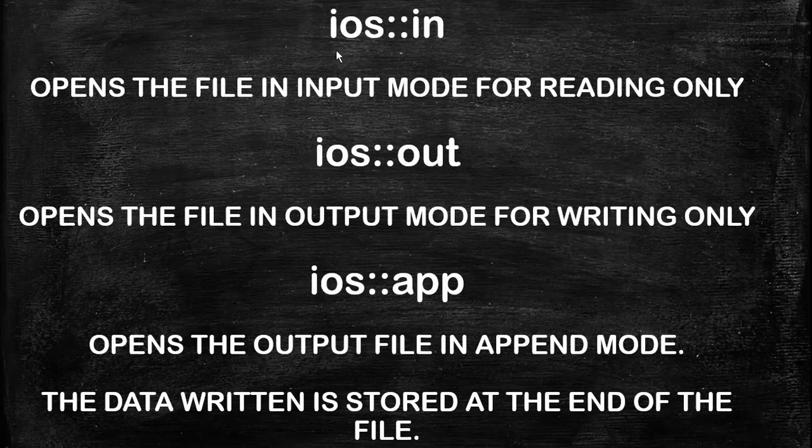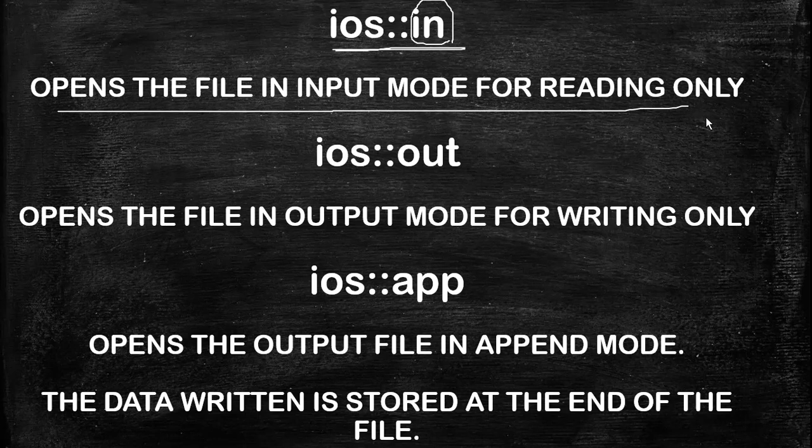The first one is ios::in. This is a scope resolution operator, and then in. As you know, in is for input. Therefore it opens the file in input mode for reading only. Whenever a file is open in input mode, you can only take data from the file. You cannot write anything inside the file. Therefore this tells the compiler to open the file in input mode.